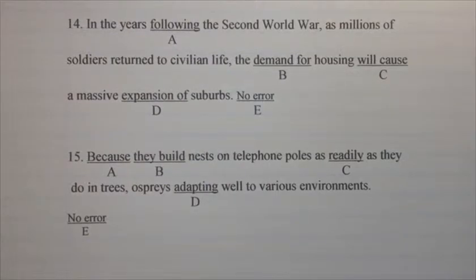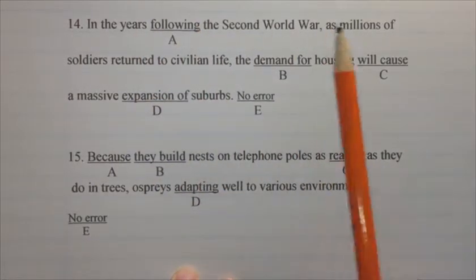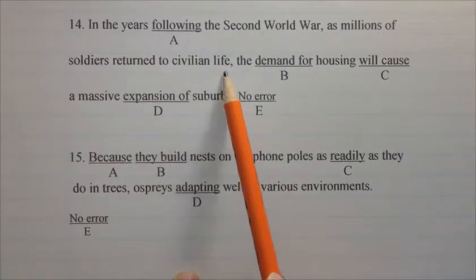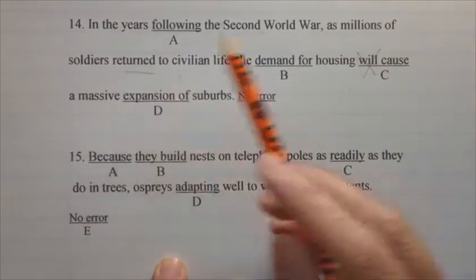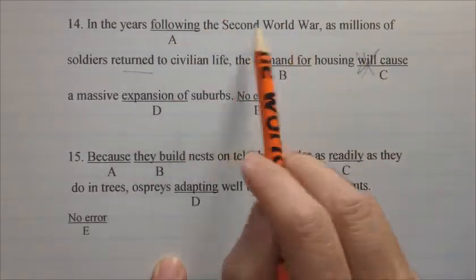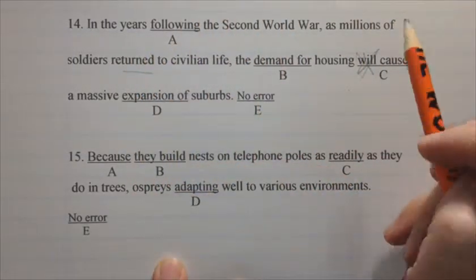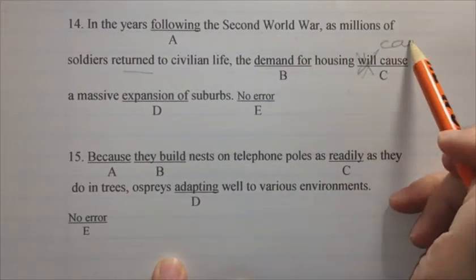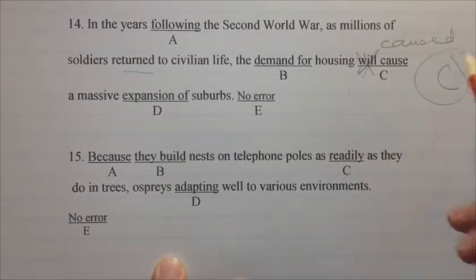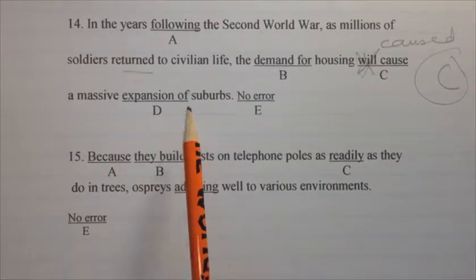Number 14. In the years following the Second World War, as millions of soldiers returned to civilian life, the demand for housing will cause a massive expansion of suburbs. In the years following the Second World War, that's correct. As millions of soldiers returned to civilian life, the demand for housing caused. Past tense. And especially if you know that the Second World War happened a long time ago in the 1940s, so this has to be in the past tense. The demand for housing caused. Okay, a massive expansion of suburbs.